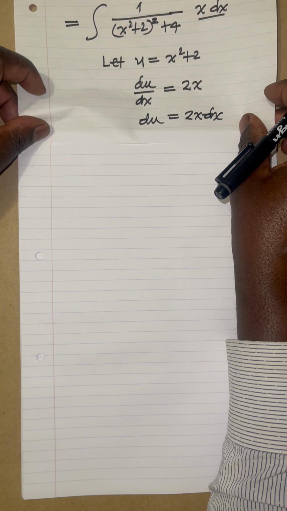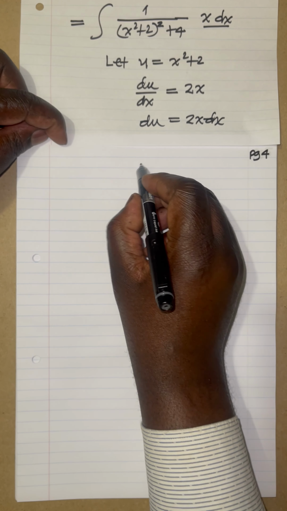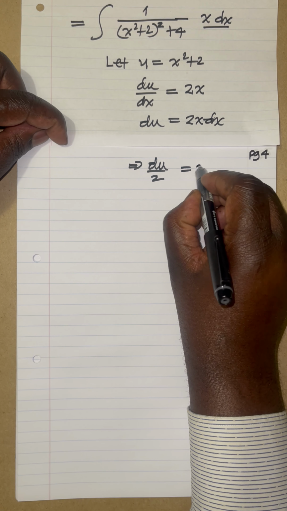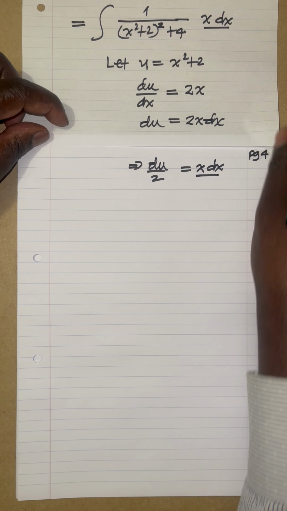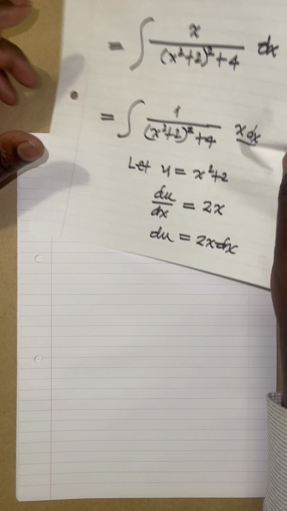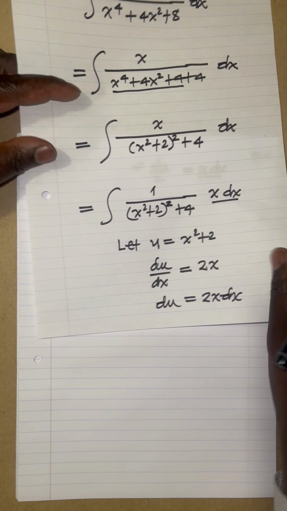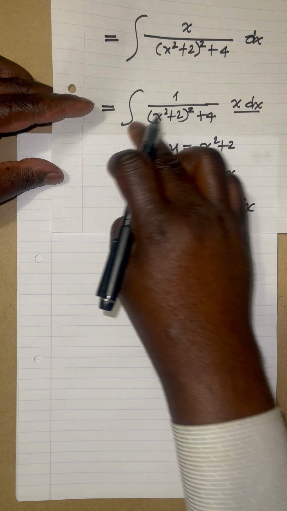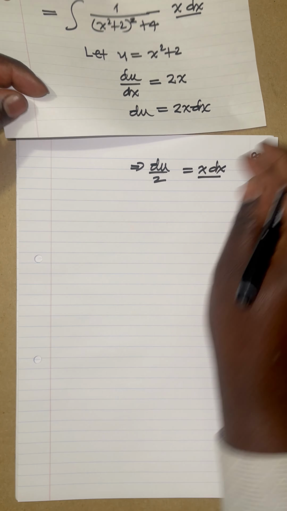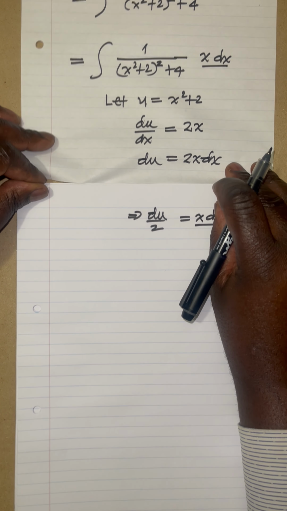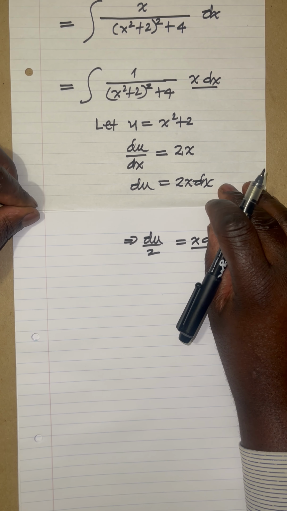Taking us to page number 4. So basically I'm saying now that this implies du all over 2 will be equal to x dx. Now this one here is this part here, so that will be replaced by du over 2, as you can see here. That part here will be replaced by u squared, and then we have plus 4 outside there. So we can say now that that integral changes to, let me move this one down. All right, so you're able to see clearly there.